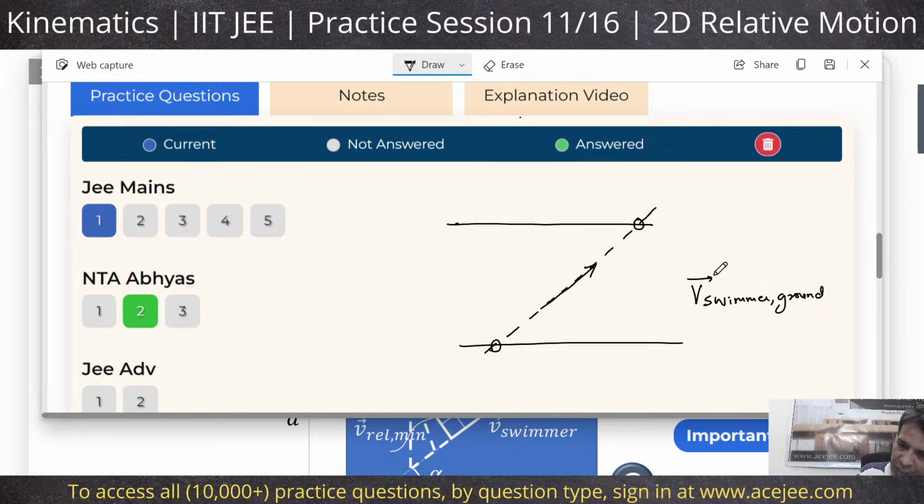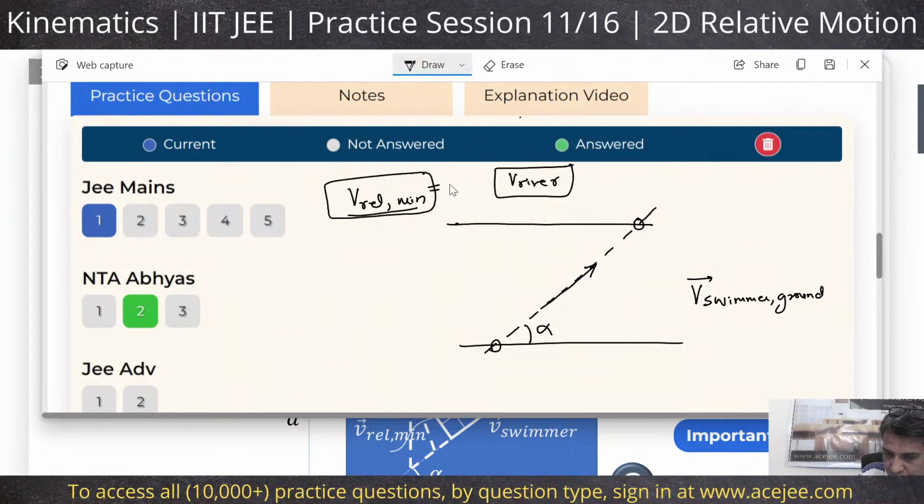Now we have to figure out the minimum relative speed with which the swimmer should swim in the water. What are we given? We are given V river. We are given this direction alpha. We have to figure this piece out. How much is V relative minimum?